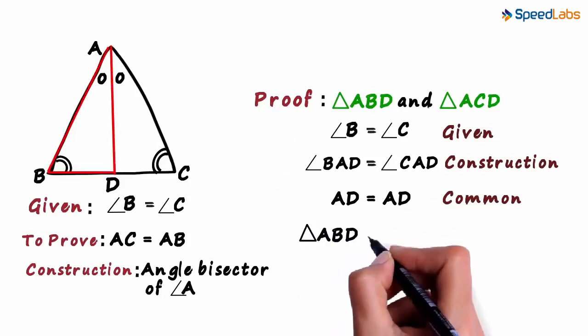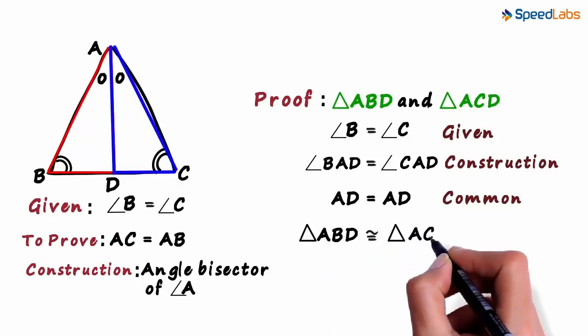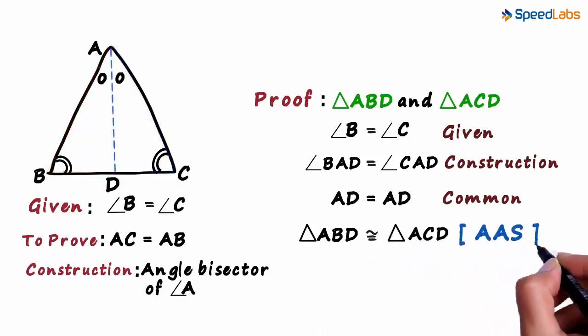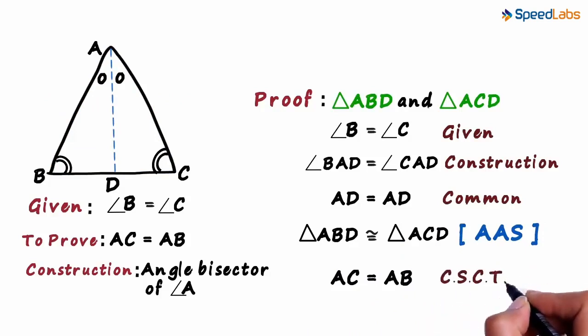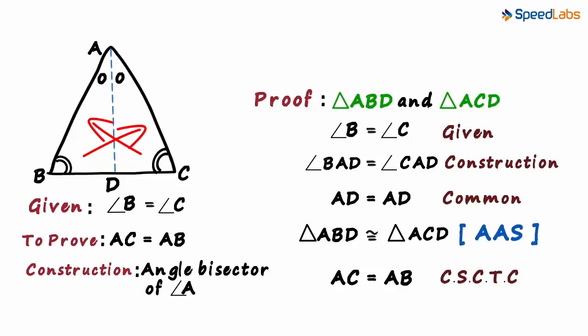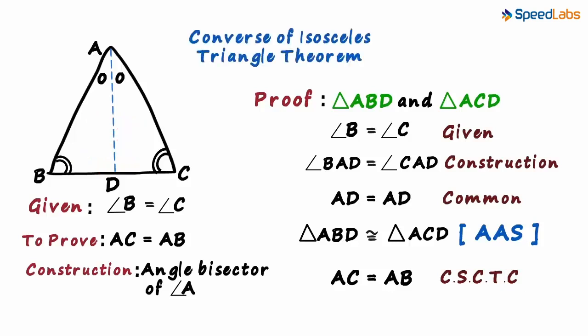Triangle ABD is congruent to triangle ACD by double AS congruence. And we finally get AC equal to AB as they are corresponding sides of congruent triangles. We can write it as CSCTC. Corresponding sides of congruent triangles are congruent. If two angles in a triangle are equal, then the sides opposite them will also be equal. That's the converse of the isosceles triangle theorem.